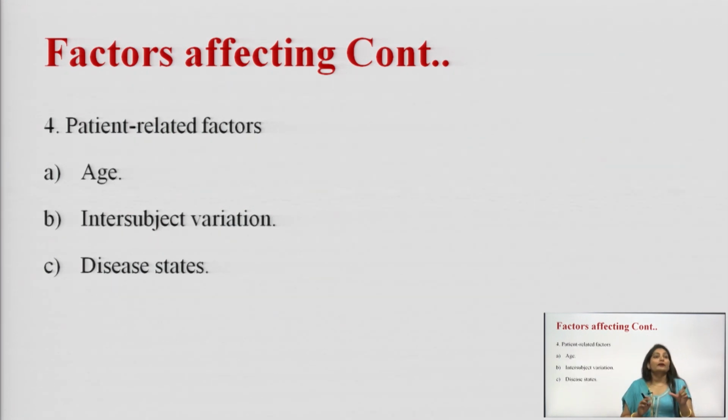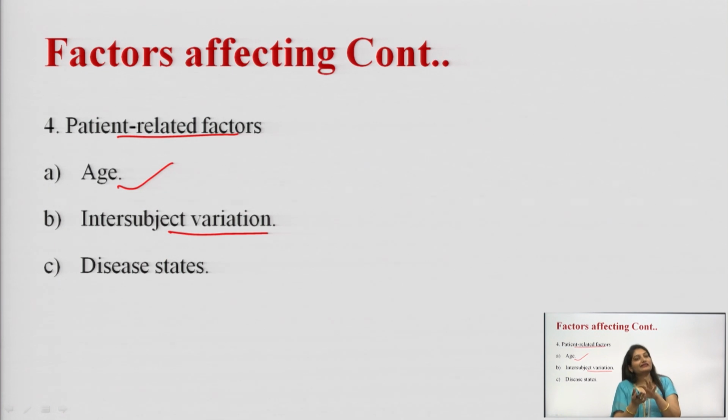Next is patient related factors. Some factors are related to the patient, that can depend on patient age. Inter-subject variation means different subjects have different properties. So, inter-subject variation means the extent of protein drug binding will differ from subject to subject or person to person. Third is the disease state.